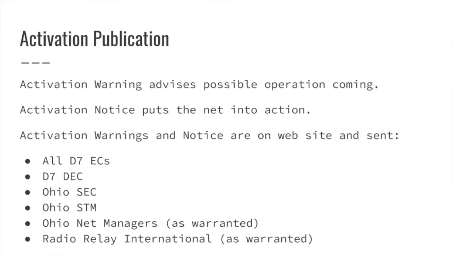The activation warnings and notices are put on the website, and they're sent to all of the emergency coordinators in ARES District 7. They are sent to the ARES District 7 District Emergency Coordinator, the Ohio Section Emergency Coordinator, the Ohio Section Traffic Manager, and then if there is a need, we will also send that to other Ohio net managers as well as to Radio Relay International if we have a need to go interstate, for example, or to establish point-to-point circuits that may be medium or long haul.